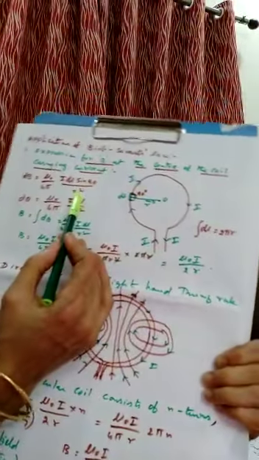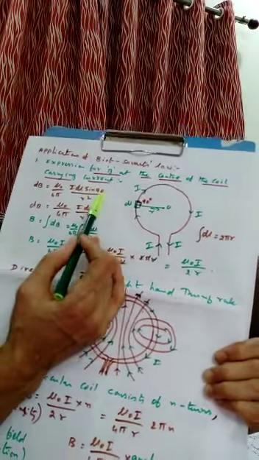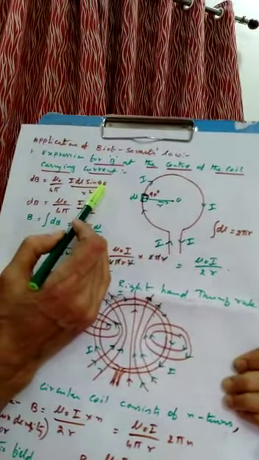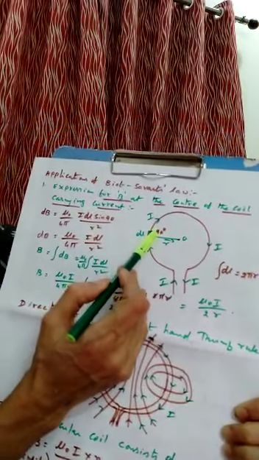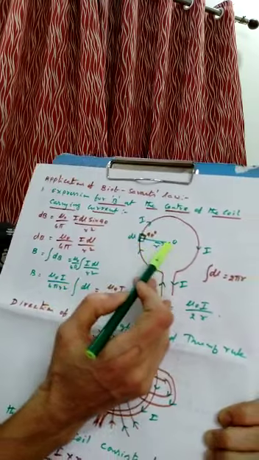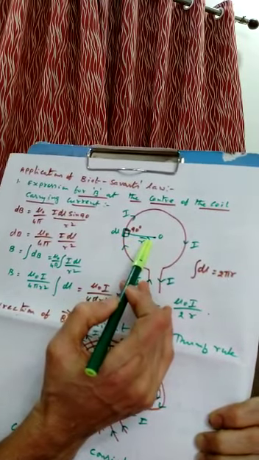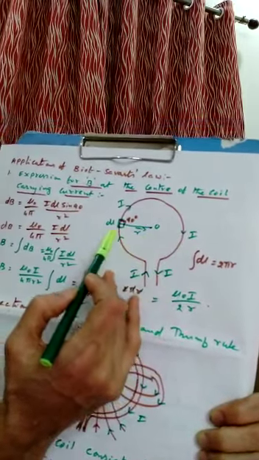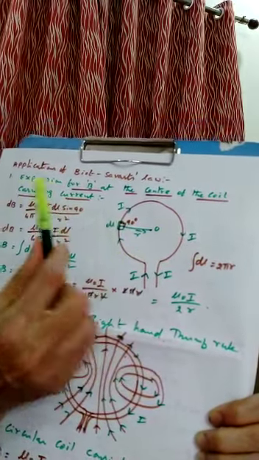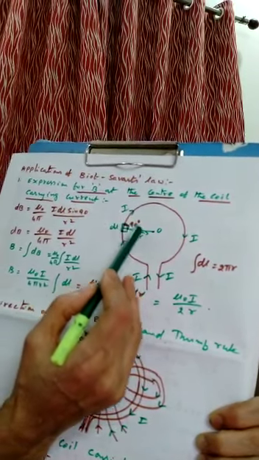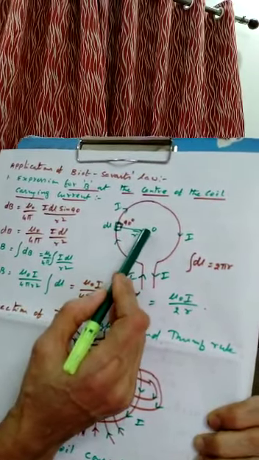According to Biot-Savart's law, this is the formula. What is theta? Theta is the angle between I dl and r. Let O be the center of the coil, and r is the radius of the coil. Consider a small element of length dl here. The dl and radius are perpendicular to each other.